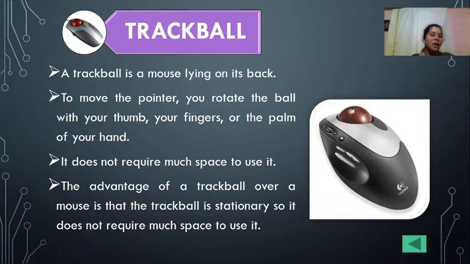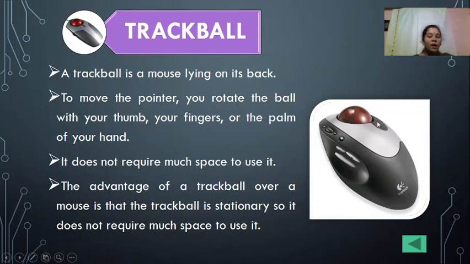So the next input device is your trackball. What is this trackball? Trackball is a mouse lying on its back. So this doesn't have a pointer. To move the pointer, you rotate the ball. Can you see a ball which is being mounted here, which looks similar to your mouse? So now, when you move this ball with your thumb or with your fingers, it moves.